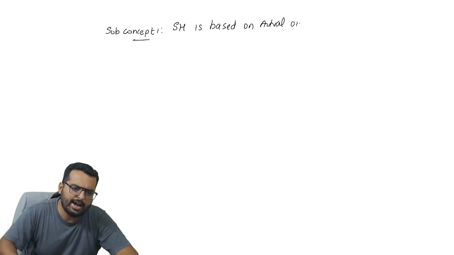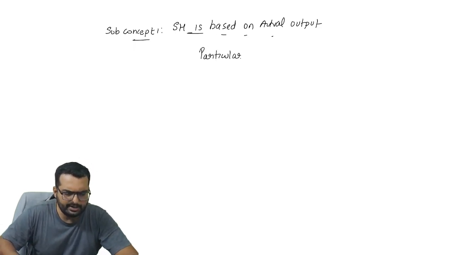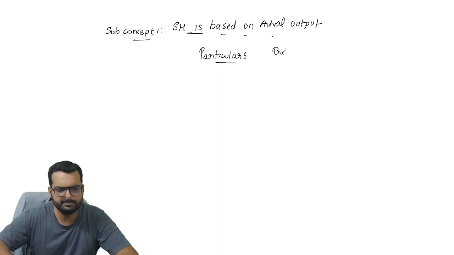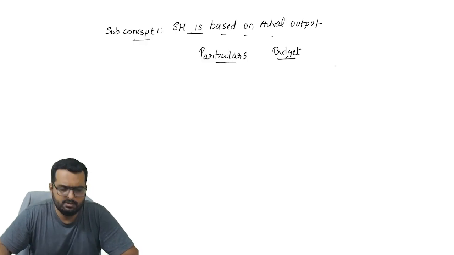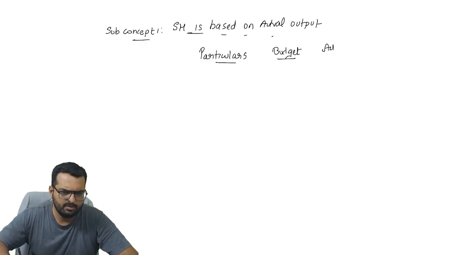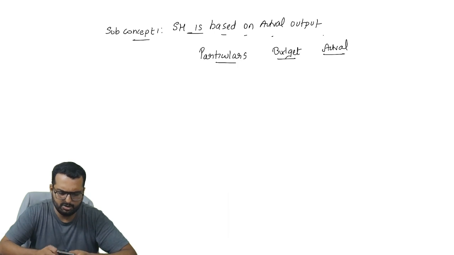Sub concept number one. SH is based on what? Actual output. So I'll write over here again particulars. Friends, are you all thoroughly clear with this point? Everyone, yes. Let me just confirm, friends. Hold on, I'll take a poll because if you have doubt in material variance, going forward you'll find it very, very difficult. That's why I told you to go through the material also.